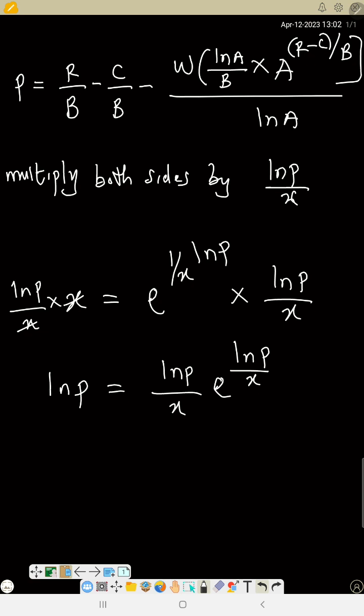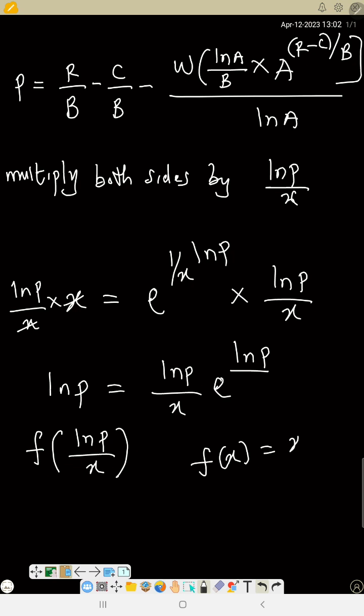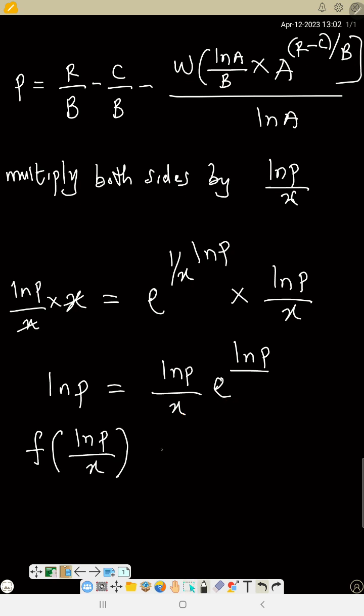From here now I've achieved S e raised to power S, because the expression here is the same thing as the expression here. So far I've achieved that. So this is now a function of ln P over S. All this now is a function of ln P over S, because function of S is equal to S e raised to power X. So everything is equal to ln P.